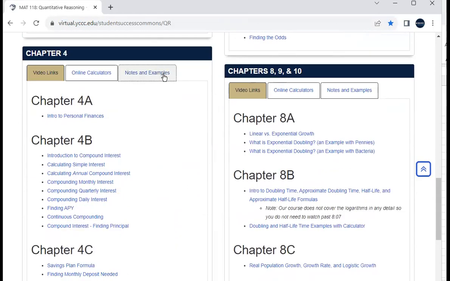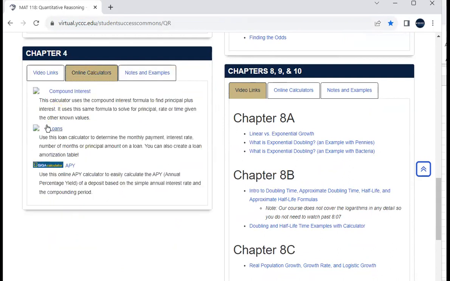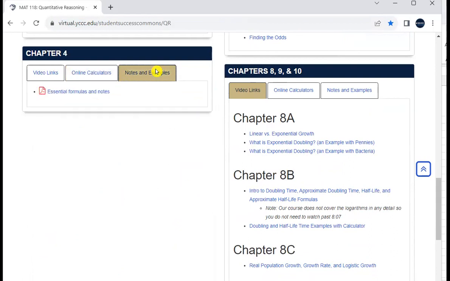The reason I'm having you do that is because we have resources for every chapter here, including chapter 4. You can see we have links to different video tutorials. We have a couple of calculators online to help you check your work, but we also have notes and examples. And we have this for all of the chapters you're going to work with. So we're in chapter 4. I'm going to open up the notes and examples.